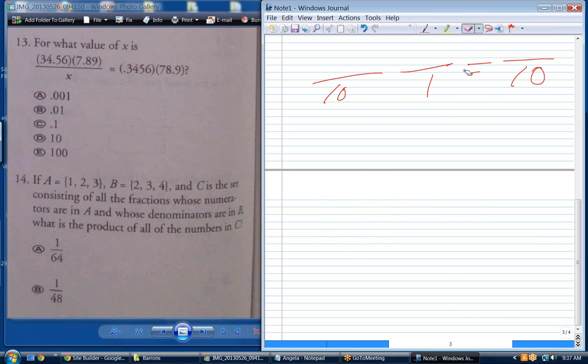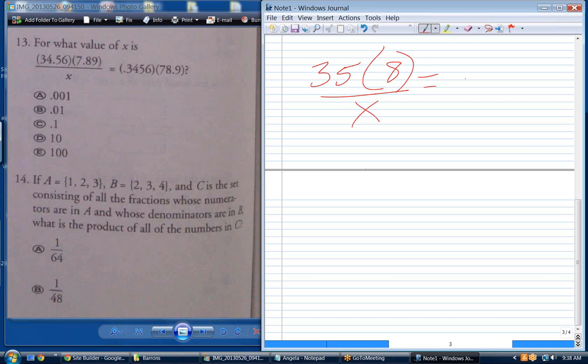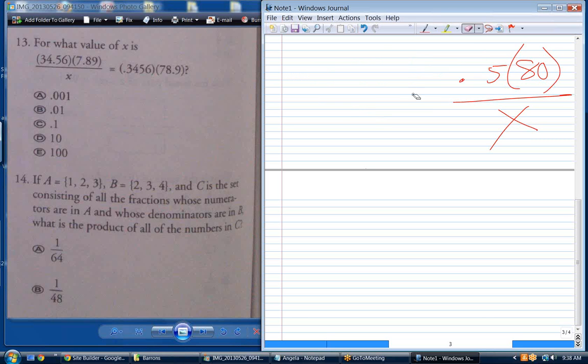And the other method the book suggested was round them off, make the problem easier. Well, if I round it off, I get 35 times 8 over x equals 0.35 times 80 over x. It doesn't necessarily make it easier for me. Me either. Yeah, so it's a decimal point problem, no matter how you look at it.